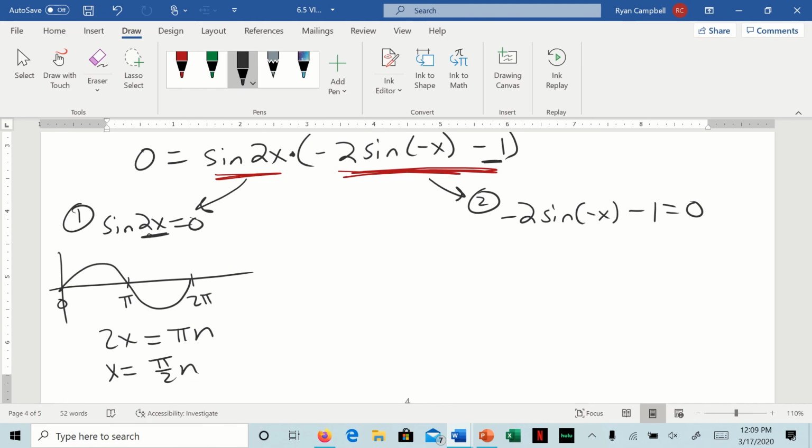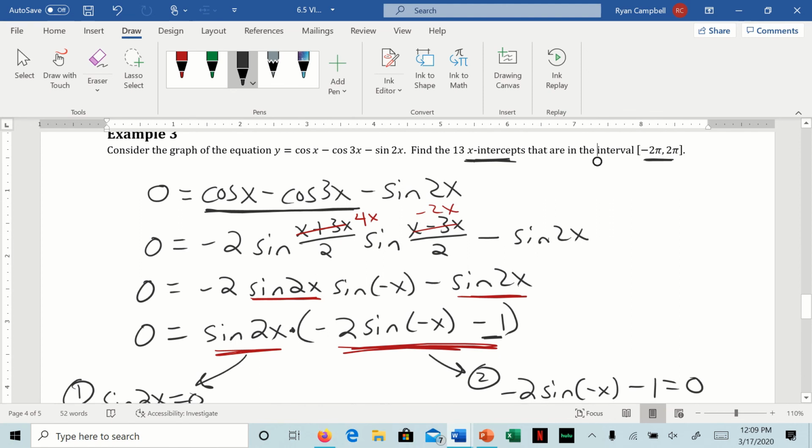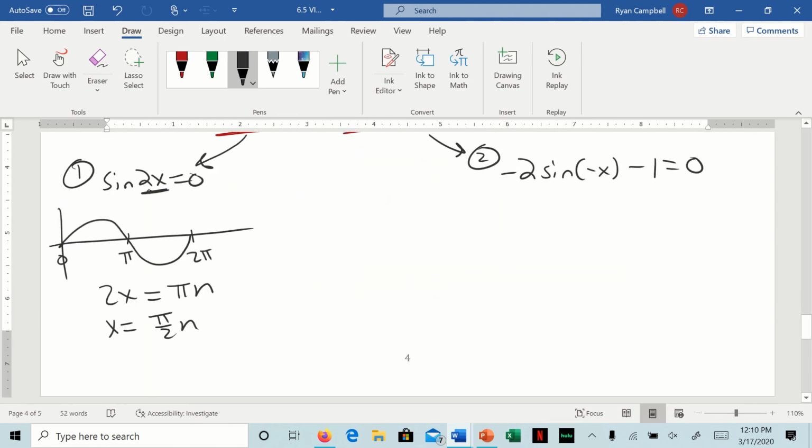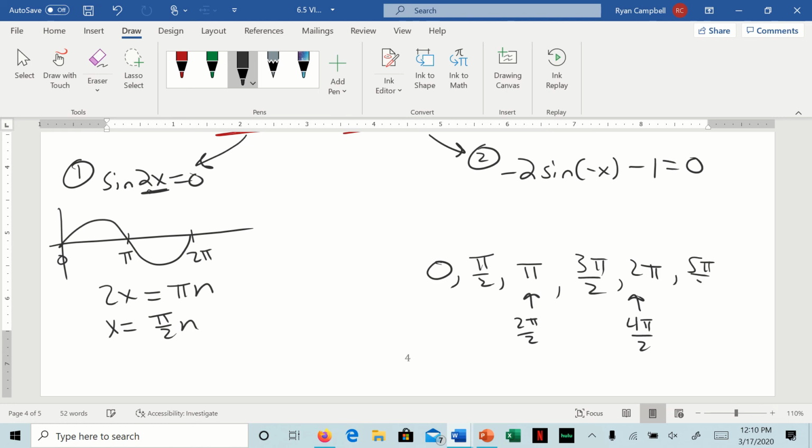However, we need to make sure that we have all of the ones that they're looking for, right? And all of these are going to be between negative 2 pi and 2 pi. So that's different than what we are typically used to, right? So if we plug in 0 for n, we end up with 0. If we plug in 1, we get pi over 2. 2 is going to be 2 pi over 2, which is pi. 3 pi over 2. 4 pi over 2, which is 2 pi. 5 pi over 2, so on and so forth, right?